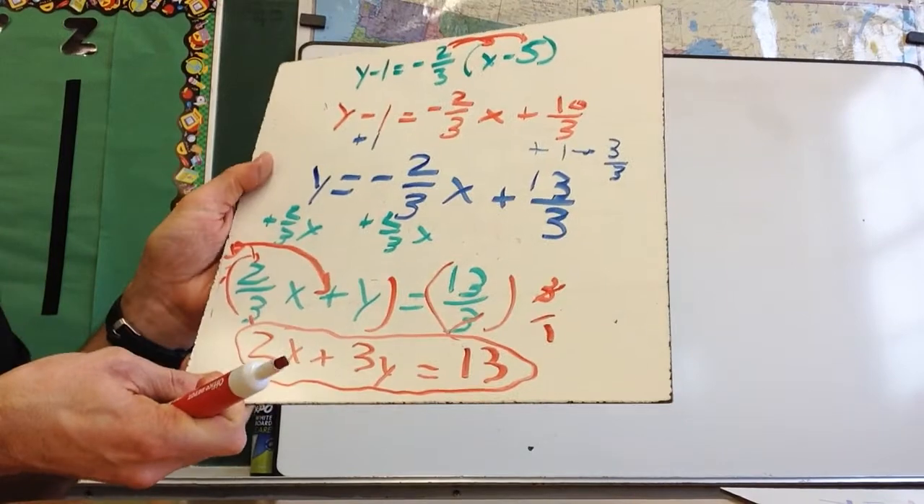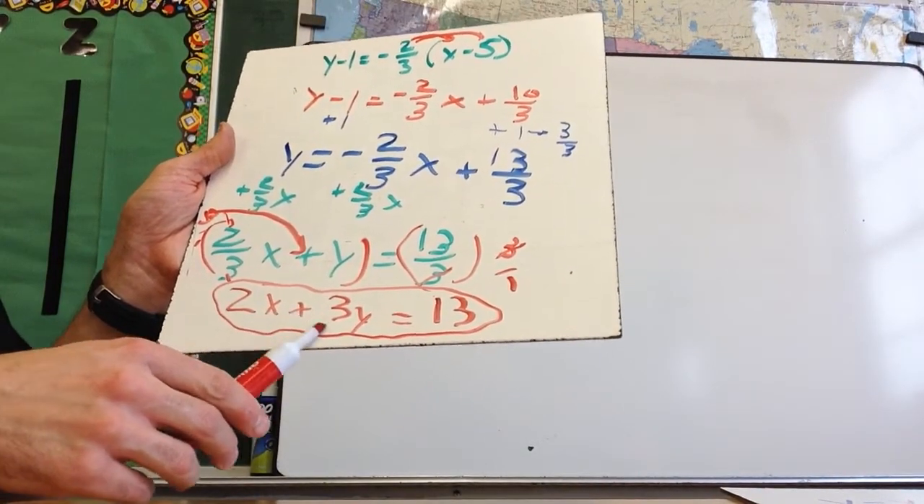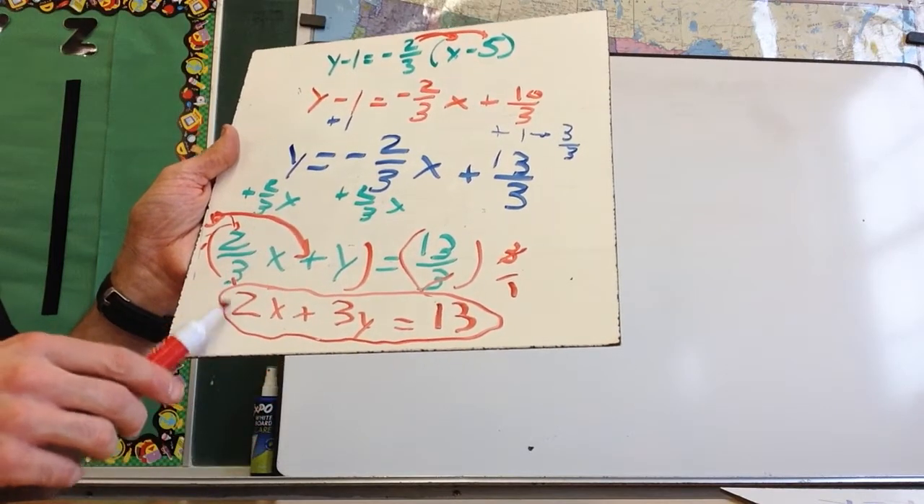Now keep in mind b could be negative, so let's assume for a second that this was negative, then it would just be 2x minus 3y, and that's okay. It's okay as long as this number is not negative.